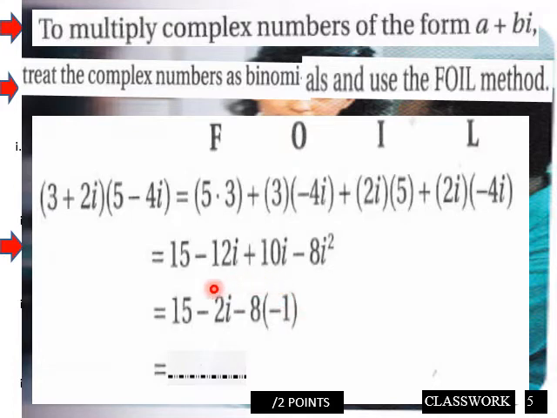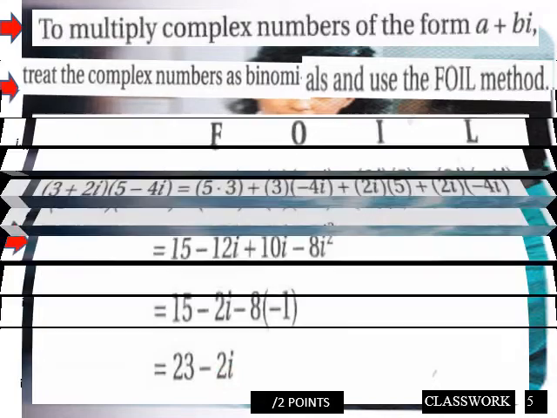And then we're getting ready to combine like terms here. 15 minus 2i minus 8 times -1. Here's our -2i, and then minus 8 times i squared, which is -1, so it'd be a minus and 8 times a -1. That's where that comes from. And then we further combine and we have 23 minus 2i.